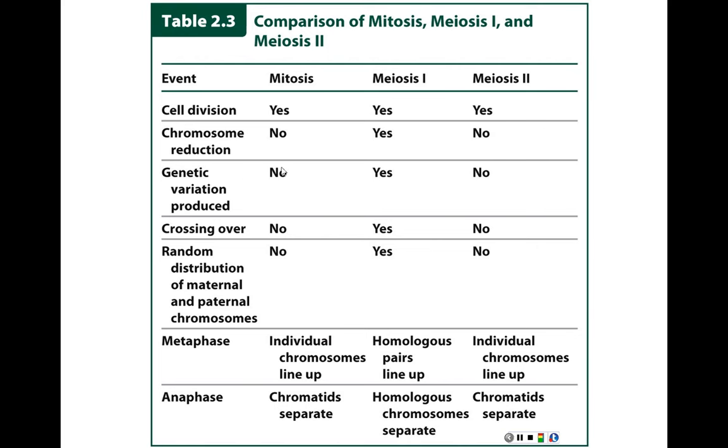Do you get any genetic variation in mitosis? None at all. Do you get it in meiosis? Oh yeah, that's where your recombination occurs. But meiosis II doesn't introduce any additional genetic variation. Where does crossing over occur? Well, you can go through this chart, but I find this chart to be quite useful.